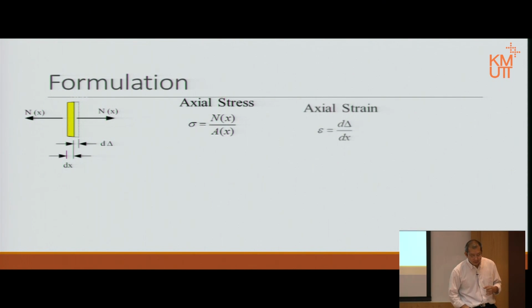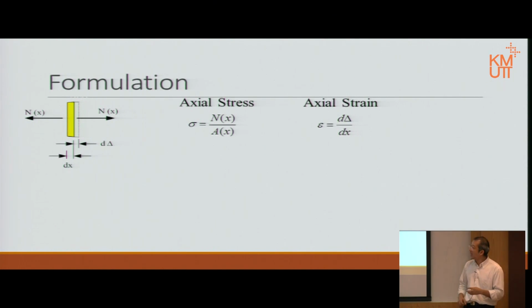The axial strain, the engineering axial strain we discussed last time as well, is the change in length divided by original length. The change in length of this small element is d delta, that d delta. The original length is dx, that dx. Okay, so that's it. One of the assigned readings is Hooke's law.